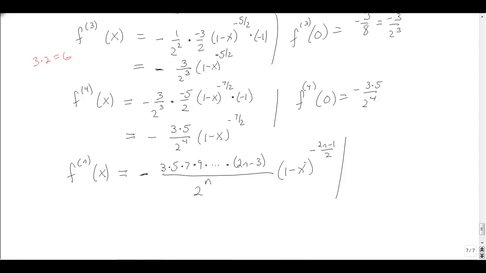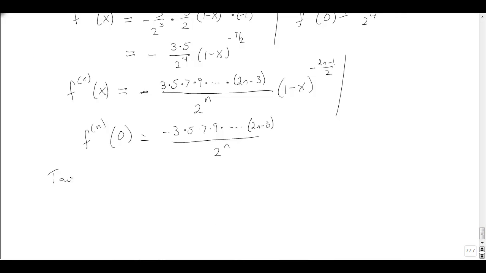I need the derivative evaluated at 0, and my base is 1 here, so the exponent doesn't matter. So what we get is that the nth derivative evaluated at 0 looks like negative 3 times 5 times 7 times 9, multiply odd things together, times 2n minus 3 over 2 to the n. So now what we can do here is our Taylor series. You could write this where it's summation n equals, well, it can't be 0 to infinity because this formula only works for n. Probably we need n to be at least 2 to make 2n minus 3 positive.